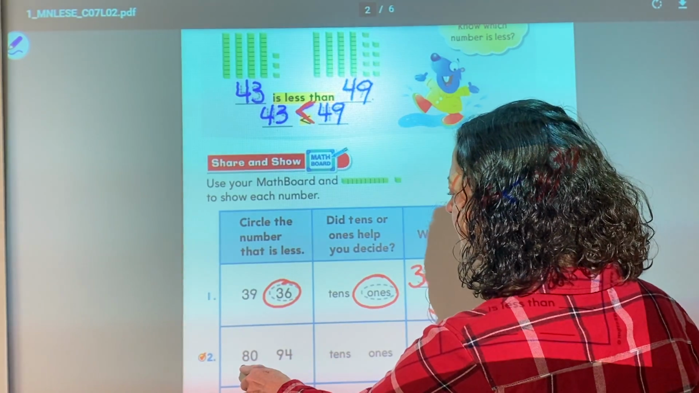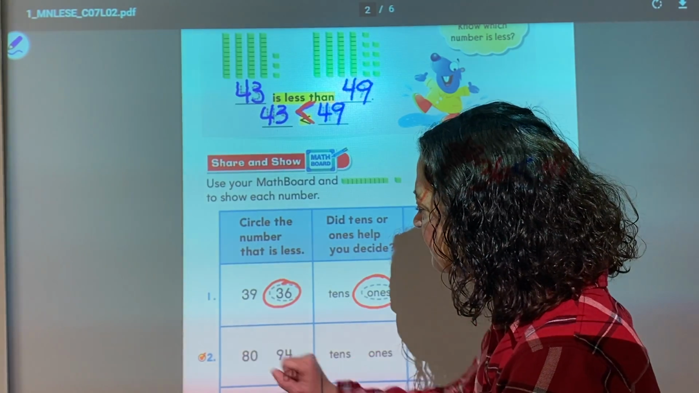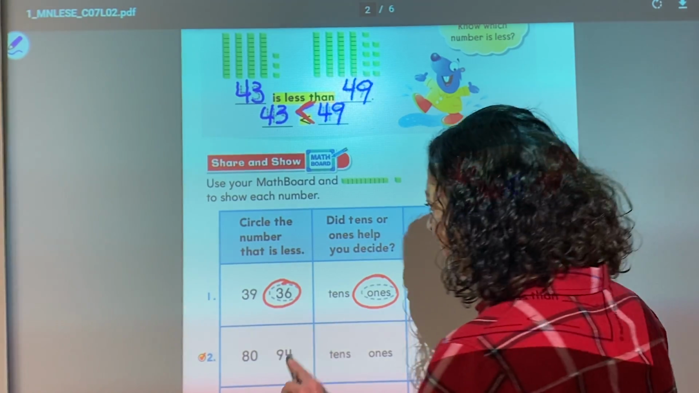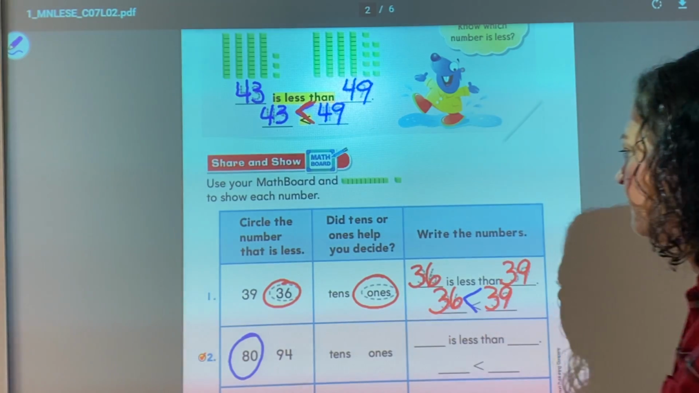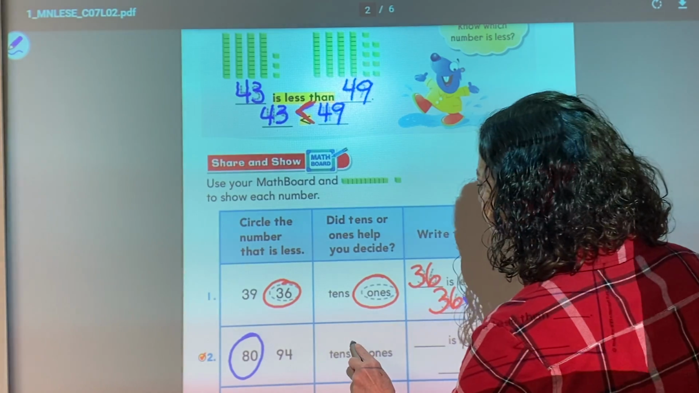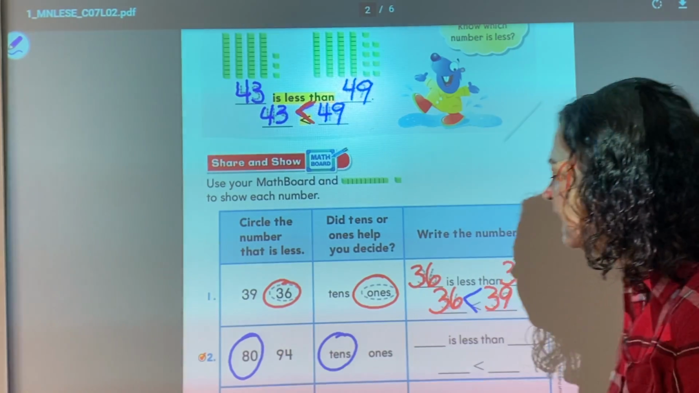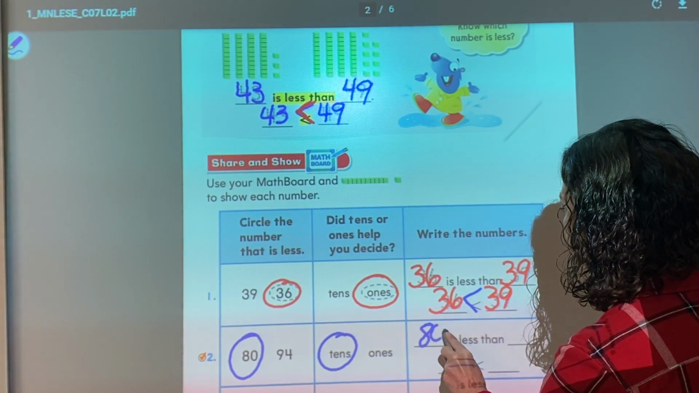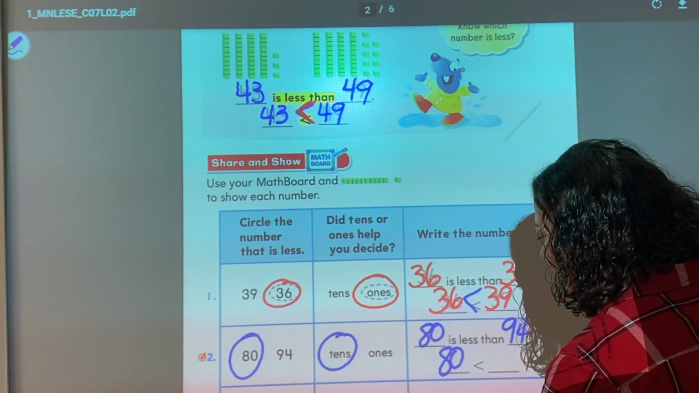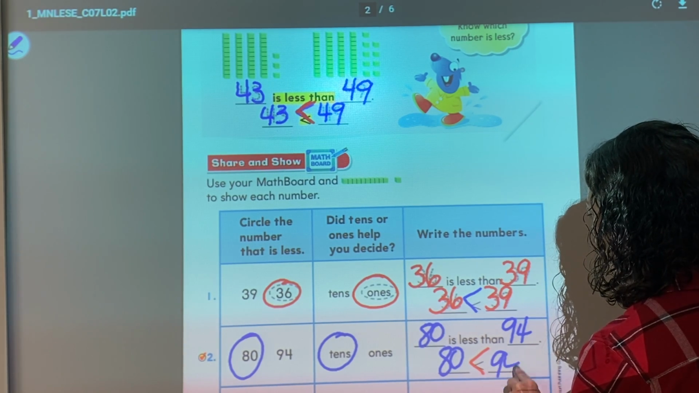Okay, which number is less than? We have 80 and we have 94. So let's look at the tens. I have an 8 in the tens place and a 9 in the tens place. Well, I know that 8 is less than 9, so it has to be 80. And which helped me, the tens place or the ones place? The tens place, right? And it's wanting to know what is less than, so I have to put the 80. 80 is less than 94.